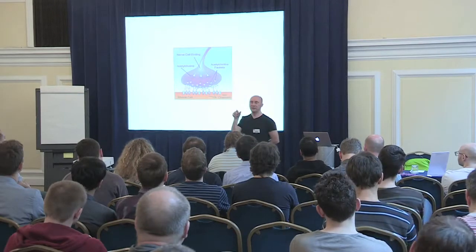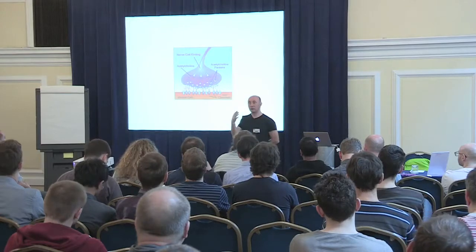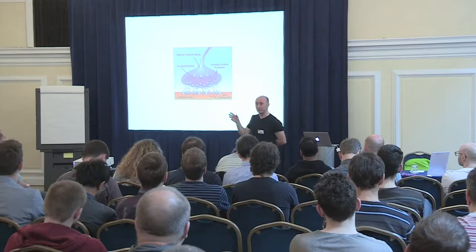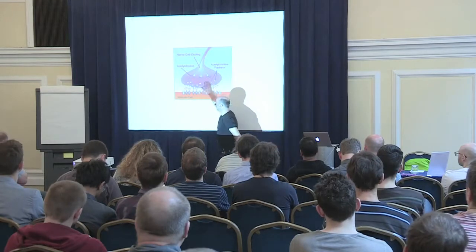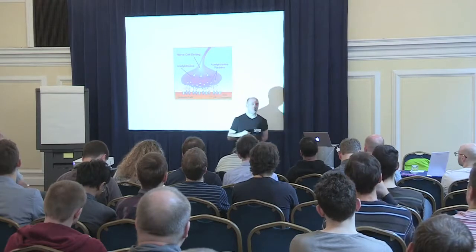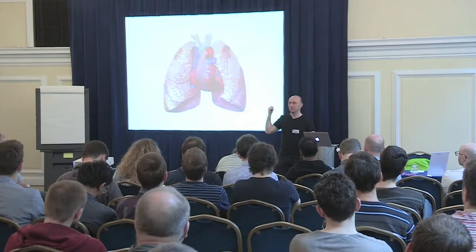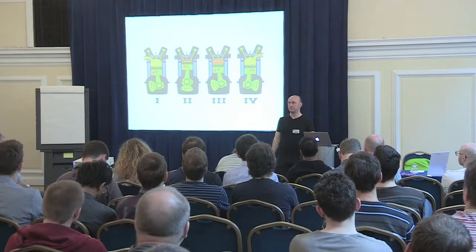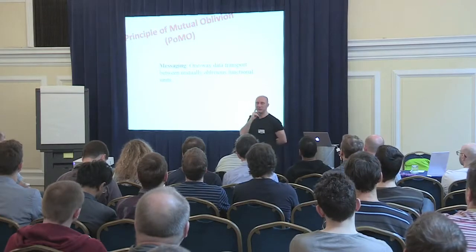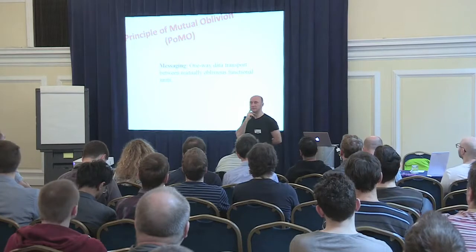Message passing is about two parties agreeing on a message contract, on some kind of messages they understand and can produce, but those parties don't know each other. That's the same here. And so I come to my first principle of messaging: the principle of mutual oblivion.